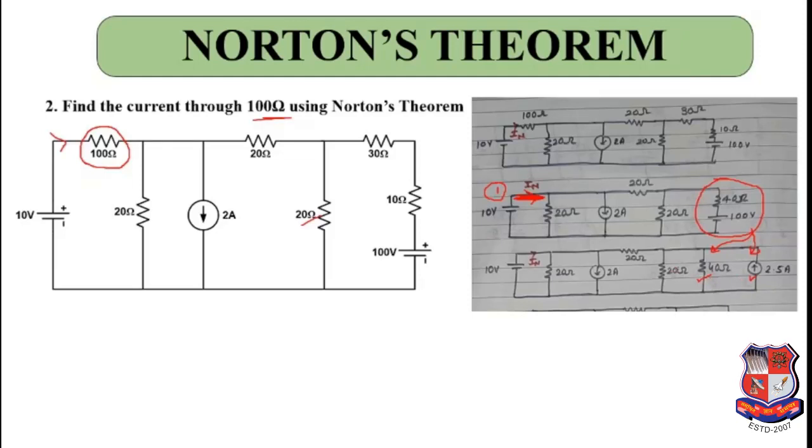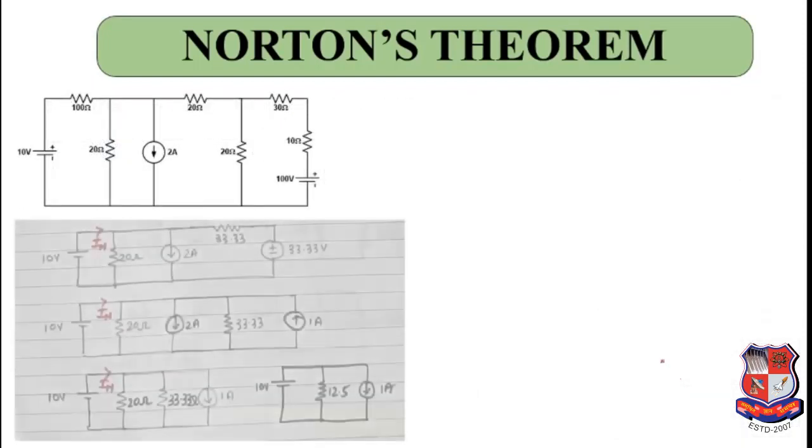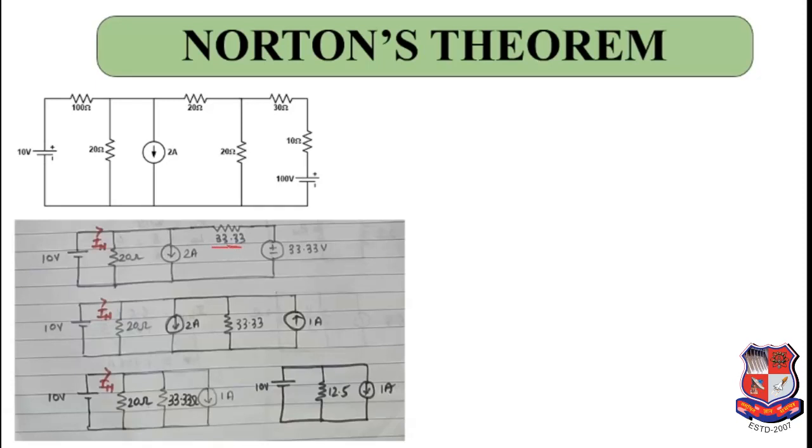So you can find the equivalent of these two. That comes out to be 800 by 60, and that will be with a current source. Again, this current source and this resistance are in parallel, which gives you a voltage source in series with a resistance. Now this 800 by 60 and 20 are in series, so you can find it further. Those two in series give 33.3, and the voltage is also 33.3. This voltage source in series with this resistance is again converted to a current source, with the resistance brought in parallel.